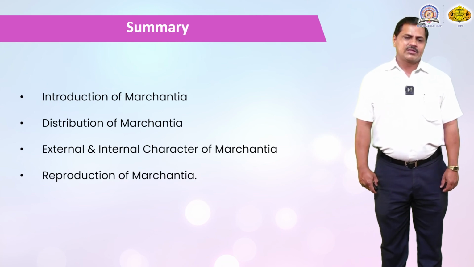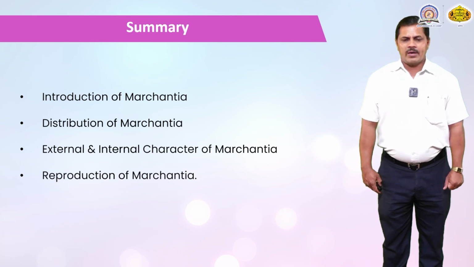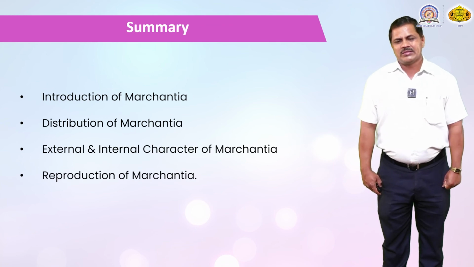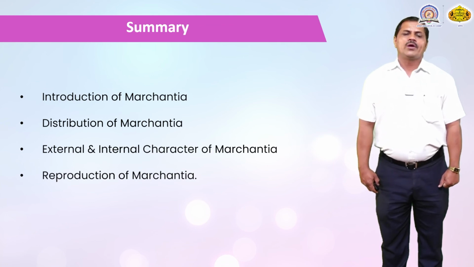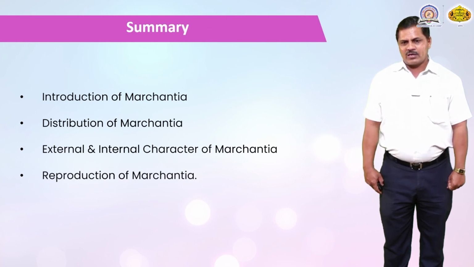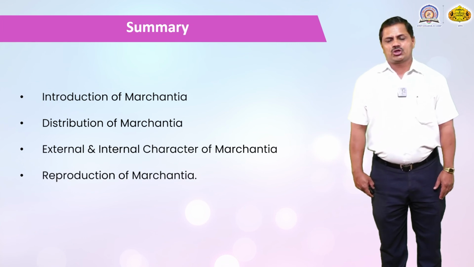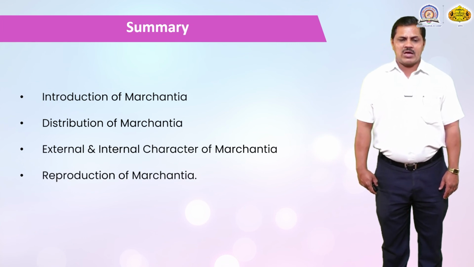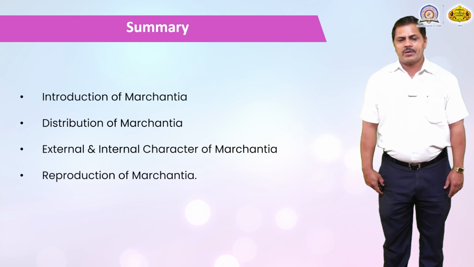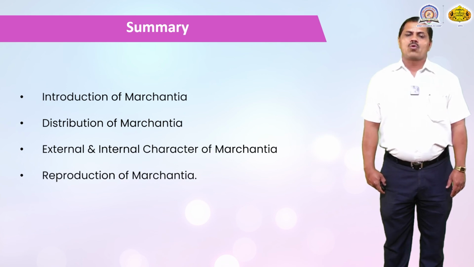Marchantia is distributed worldwide with 215 different species, included in 23 genera. Now the external and internal characters of Marchantia. The external structure of Marchantia is a thallus, a disc-like structure, with a photosynthetic region and a storage region. The photosynthetic region prepares its own food material.